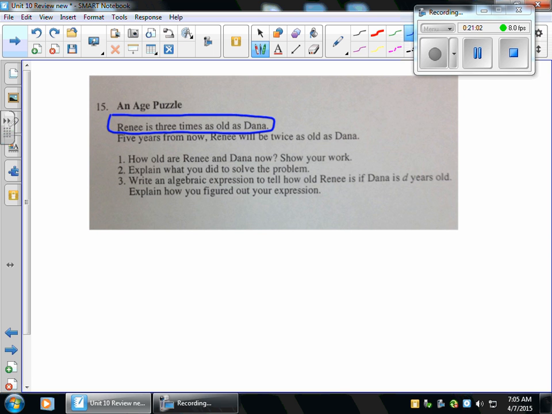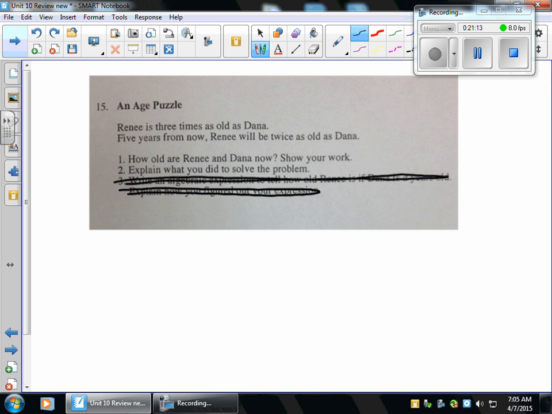Okay. So this is what you need to do to solve. This is what I want you to do. I'm not so concerned about problem 3. And cross that out. I'm more concerned if you can follow the rule. This is what I'm looking for. If Renee is 3 times as old as Dana. So maybe I was saying that wrong. So if Dana times 3 equals Renee.